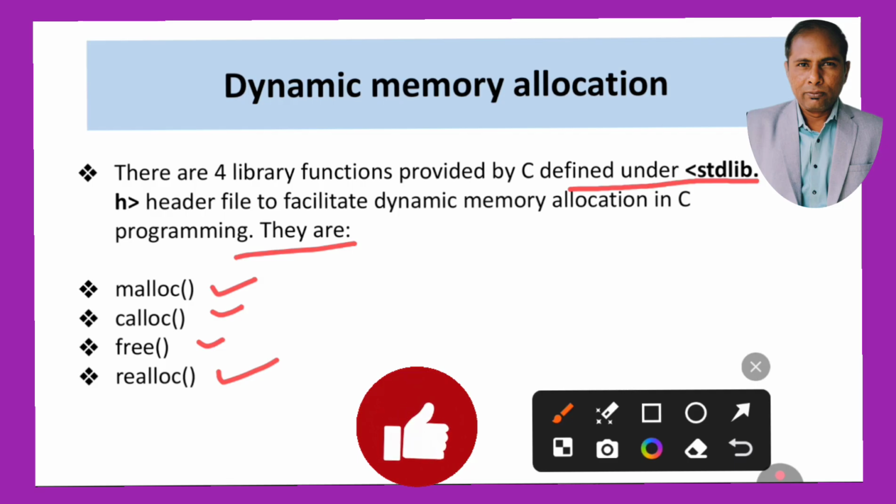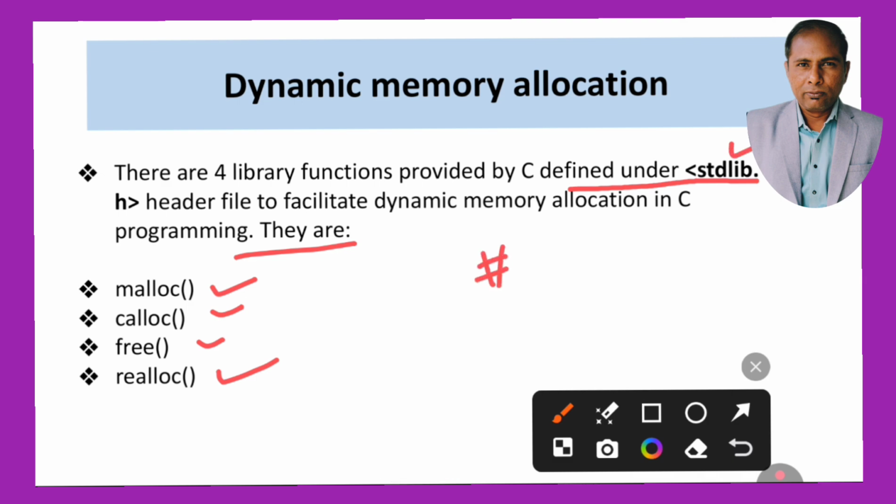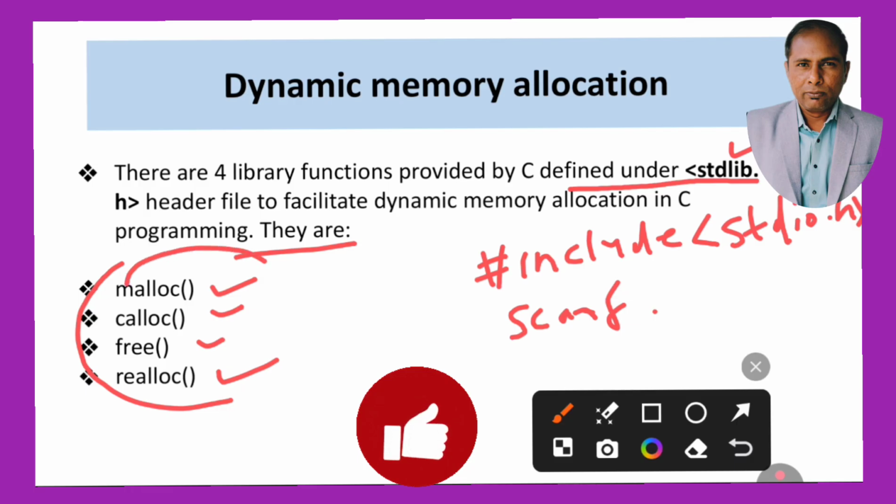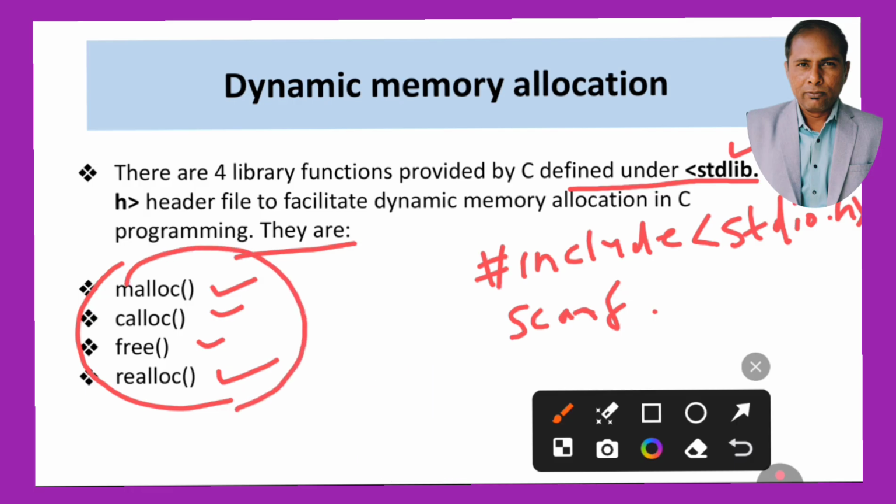If we want to use dynamic memory allocation, we have to include the header file. I think we know that previously we were including the header file stdio.h. We have used this header file for scanf, printf and so on. But if we want to use these functions of dynamic memory allocation, that is malloc, calloc, free and realloc, then we have to include the header file stdlib.h.